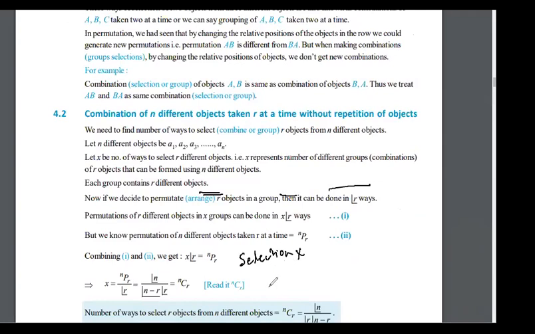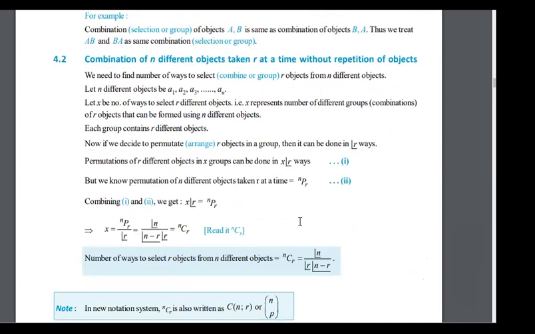Selection of r objects out of n objects into arrangement of r objects is equal to permutation. This is the permutation, nPr. Now selection is your combination, so combination is represented by nCr. nCr is given by nPr divided by r factorial. This is what we studied in the last class. It can be represented using an exclamation mark or the factorial notation; both are representations of factorial. So nCr is nPr by r factorial, which is n factorial divided by (n minus r) factorial into r factorial.